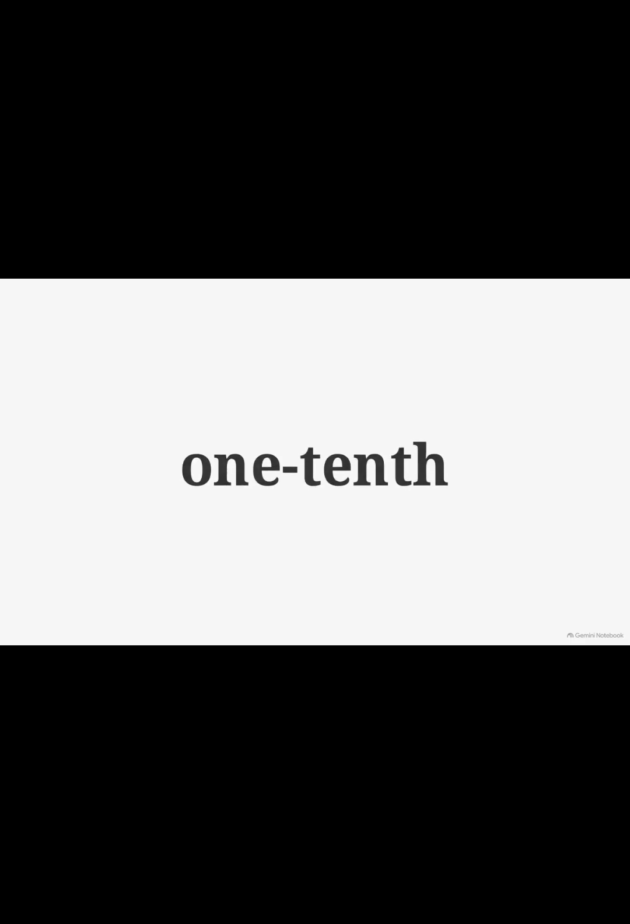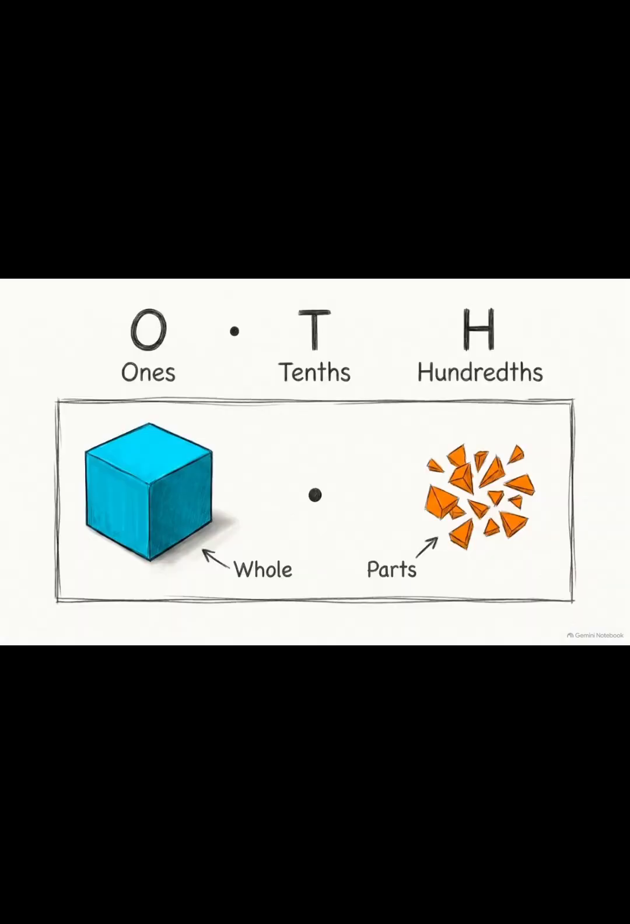Question 1. What is the value of the digit 4 in 6.42? It sits right after the decimal point, so the answer is tenths. Question 2. Which is greater, 0.8 or 0.6? Checking that tenths column, 8 is greater than 6, so 0.8 wins. Question 3. Write 1/10 as a decimal. The answer is 0.1.